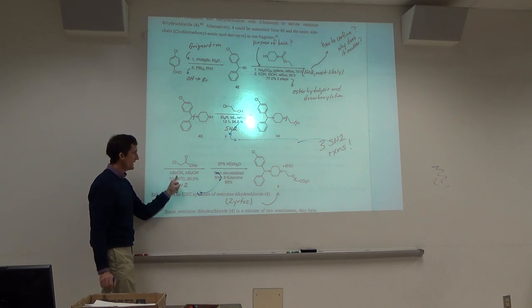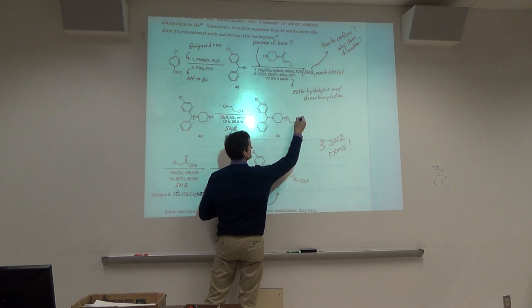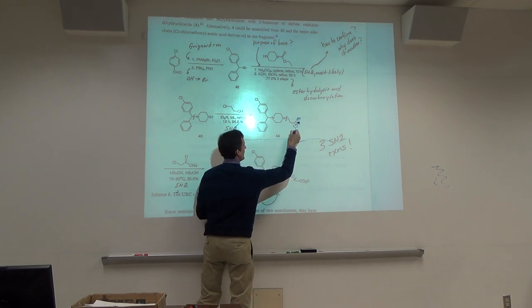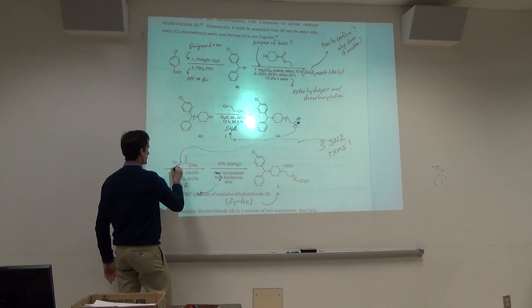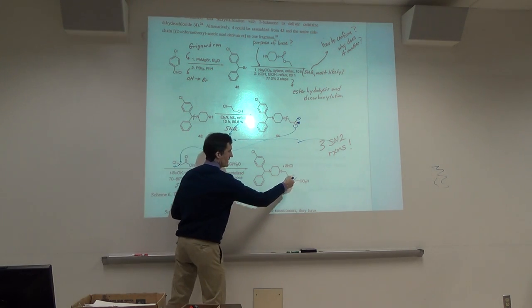And I don't like the choice of base because it requires some discussion, but we got to make this an O minus to make it a good nucleophile. Then it comes in here and it kicks off that chlorine. And that's how they get that bond made.